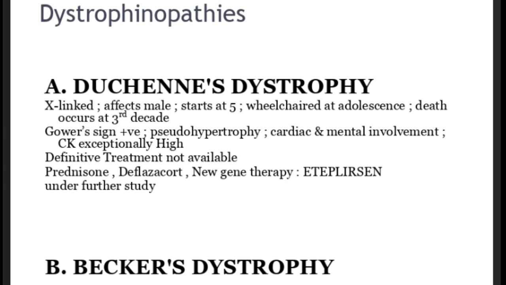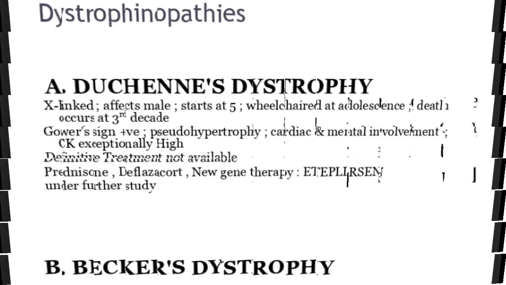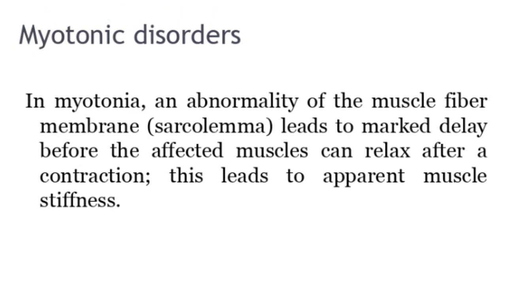Another type of dystrophinopathy is Becker dystrophy. It is also X-linked and associated with a pattern of weakness similar to that observed in Duchenne. Its average onset and age at death are later than those of Duchenne dystrophy, and cardiac and cognitive impairment do not occur. Myotonic disorders. In myotonia, an abnormality of the muscle fiber membrane, which is called sarcolemma, leads to marked delay before the affected muscles can relax after a contraction. This leads to apparent muscle stiffness.